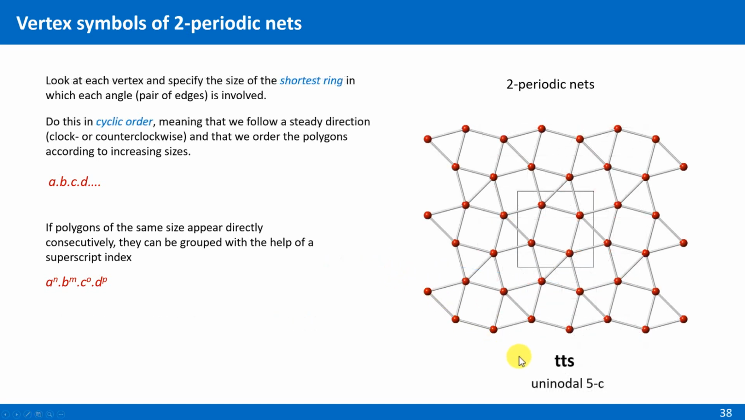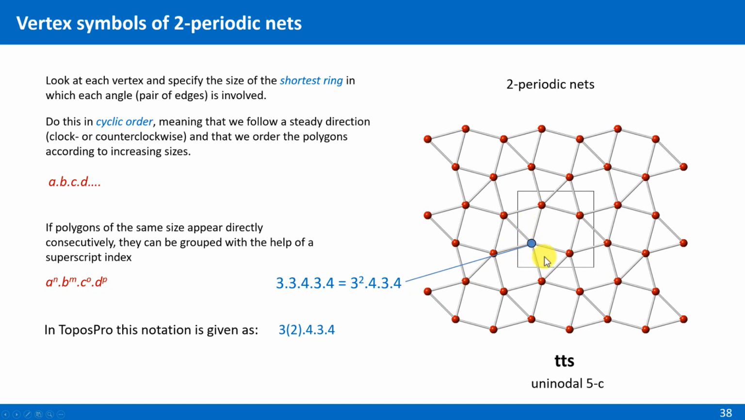So look at this beautiful TTS net. So what is the vertex symbol here? Yes, it is 3, 3, 4, 3, 4. In this case, we have to carefully choose the direction. We should begin with the shortest cycle, but this can be this ring or that ring or that ring. And if we choose this here, the symbol would be 3, 4, 3, 3, 4.